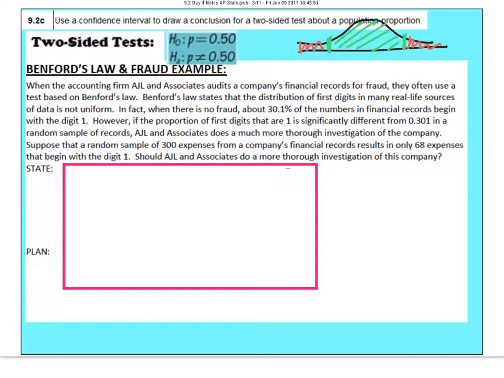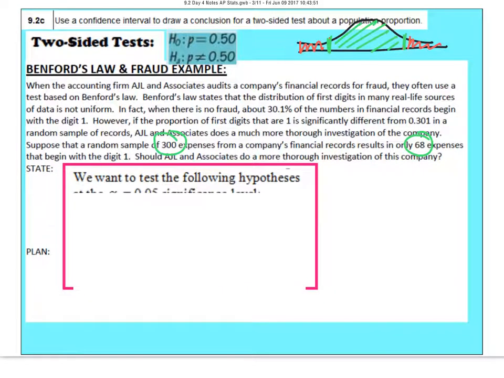So suppose they took a random sample of 300 expenses, and 68 of them actually begin with the digit 1. Should they do a more thorough investigation? So what would be a good hypothesis for this? Well, they don't talk about a significance level. Let's choose a 5% significance level for alpha.